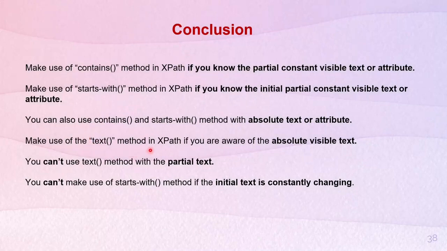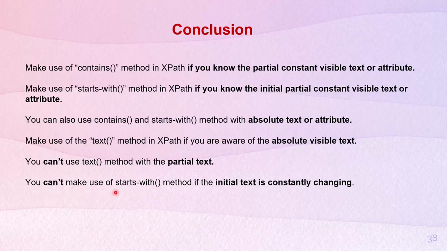Next, we can use the text method in XPath if you're aware of the absolute visible text. Now here in the text method, we cannot write the partial text. Like in the contains method, we were writing the partial text, right? Whereas in the text method, we are not allowed to use the partial text. Like over here, we were identifying the element sell, right? We were clicking the element sell in the demo. Now if I write SEL only, it will not identify if you're using the text method, but in the contains method it will identify. So this is a difference between the two.